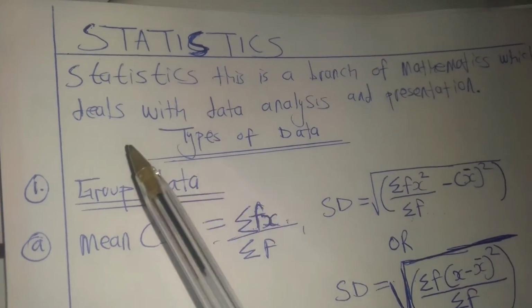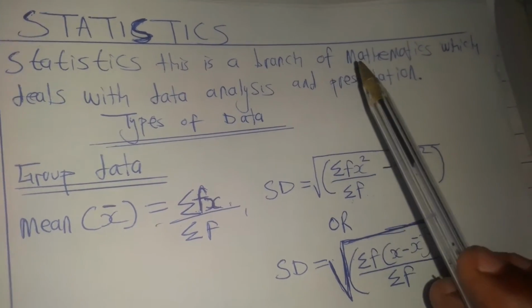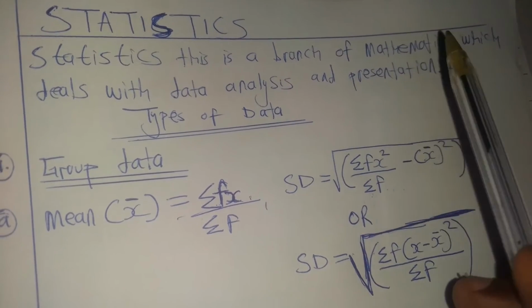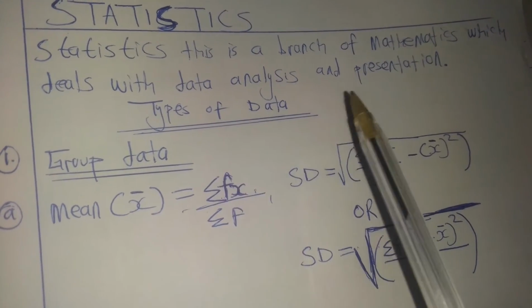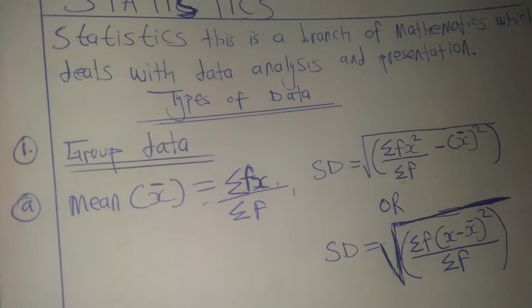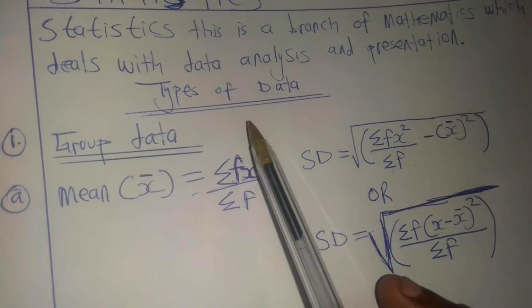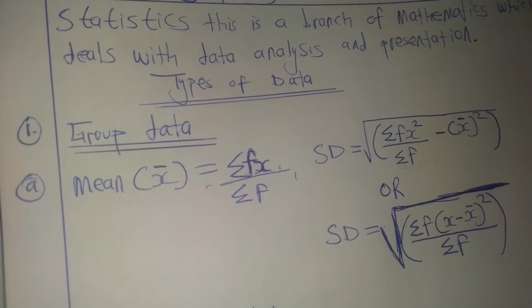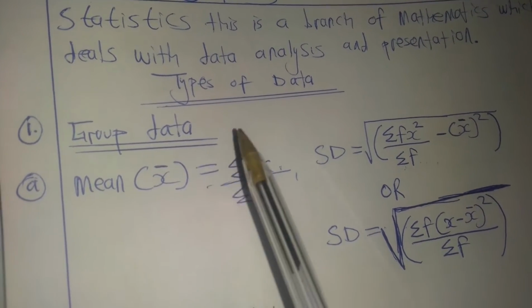Statistics is a branch of mathematics which deals with data analysis and presentation. For types of data, we have grouped data and ungrouped data. However, in this video we focus on grouped data only. Ungrouped data we'll look at later in another lesson or video.